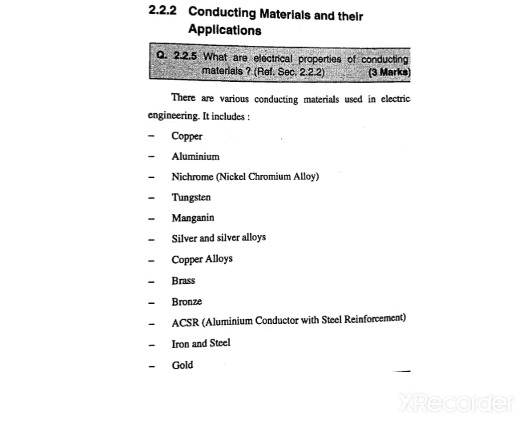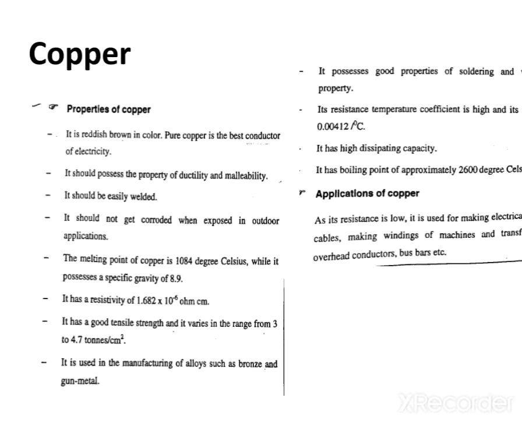Here is the list of the different conducting materials used in the system. The conducting materials are copper, aluminum, nichrome, tungsten, manganese, silver, brass, bronze, ACSR, iron or steel, and gold. First of all, we are discussing copper. Copper is reddish brown in color and it is a good conductor of electricity.